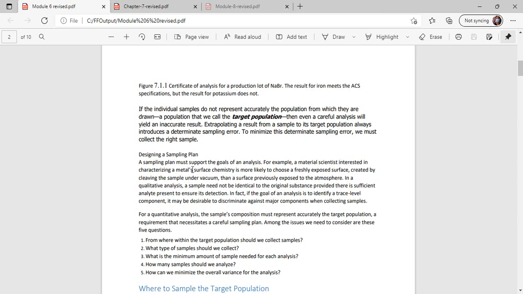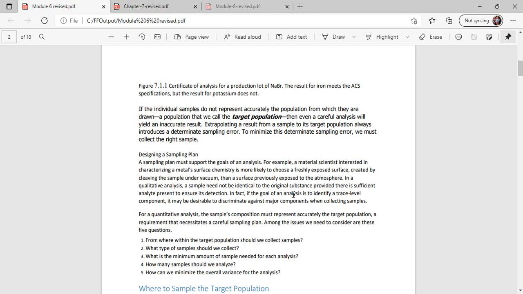For this type of scientist, a material scientist nga ga-focus sa mga metal surface, it's a different type of target. Although the target populations are mga metals or mga stones, the type of sample na gina-require is better nga fresh than your mga exposed na nga stones or mga sample.